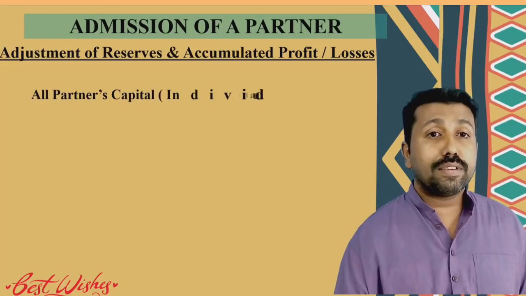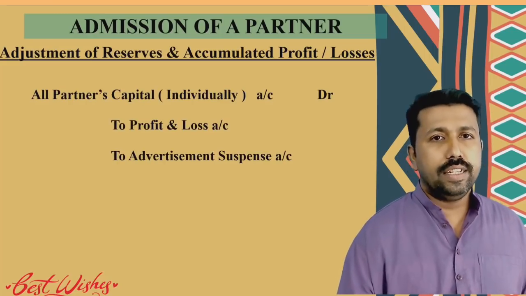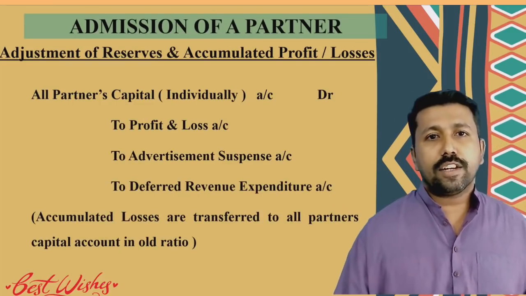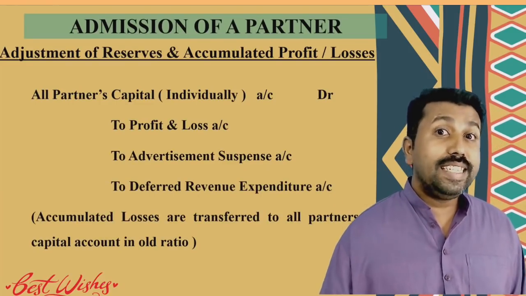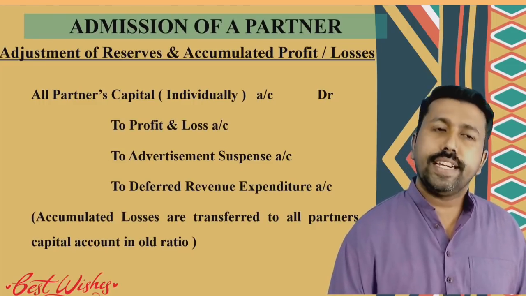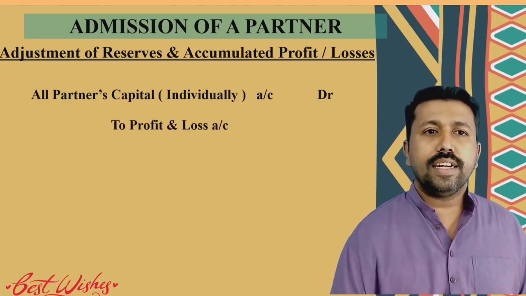And next there will be some losses that will be shared between the partners using this entry. Old partners' capital accounts debtor to profit and loss debit balance, to advertisement suspense, to deferred revenue expenditure. So that is the thing regarding adjustment.